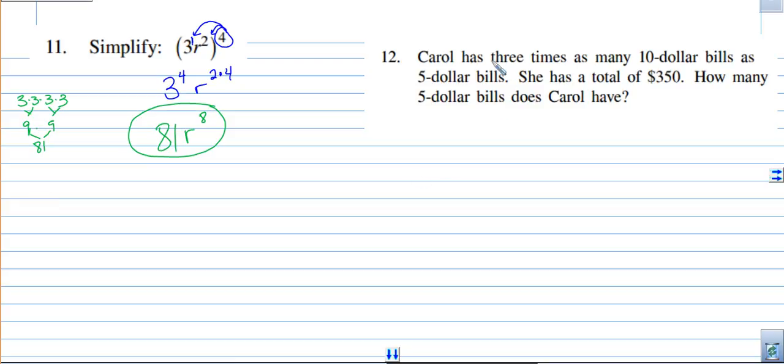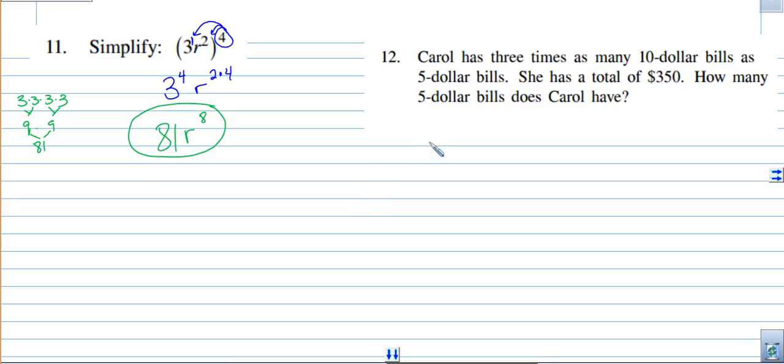Okay, looking at number 12. It says, Carol has 3 times as many $10 bills as $5 bills. She has a total of $350. How many $5 bills does Carol have? Okay, this one's a tricky one. People always like to get this wrong because they want to read it and just go, oh, 3 times 10. That's not actually how it works. You've got to read it and pay attention to which thing's going to be bigger.